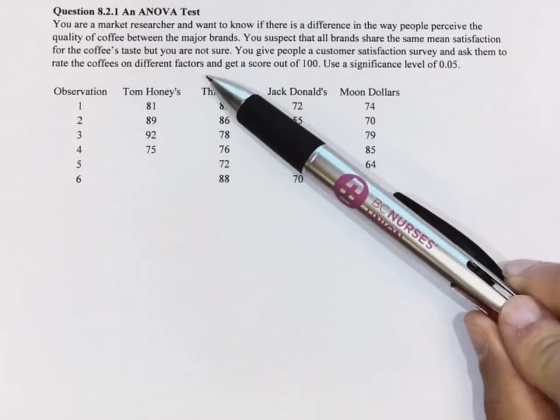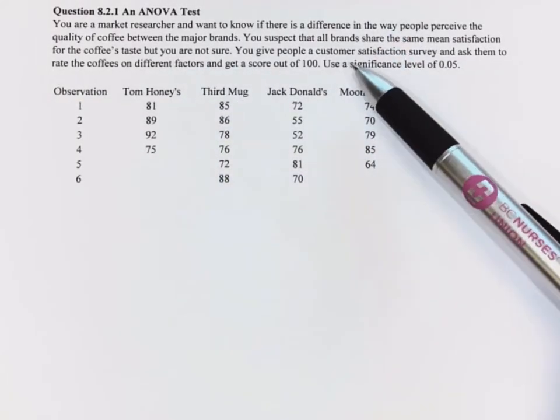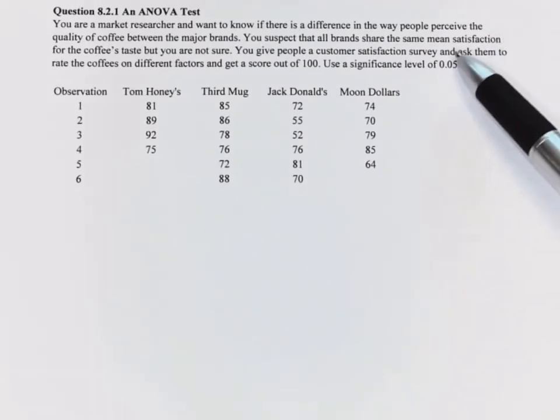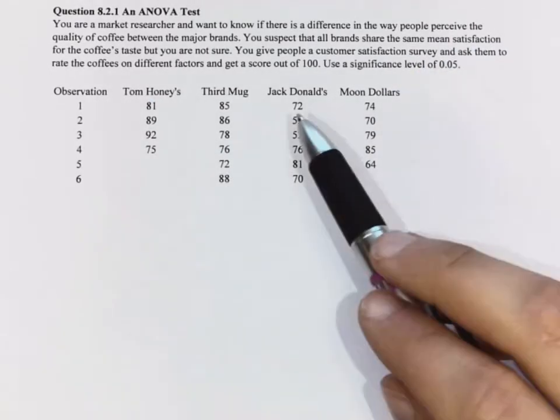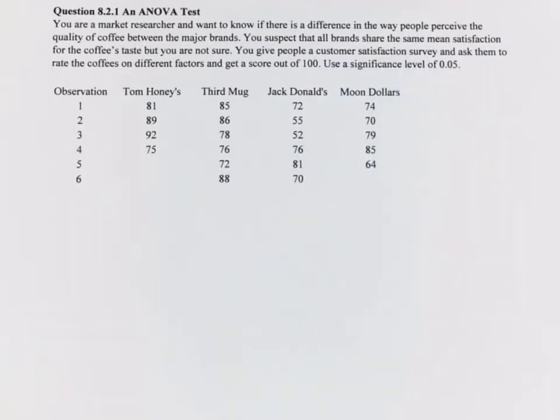We're now going to complete an ANOVA test. You are a market researcher and you want to know if there is a difference in the way people perceive the quality of coffee between the major brands. You suspect that all brands share the same mean satisfaction for the coffee's taste, but you are not sure. You give people a customer satisfaction survey and ask them to rate the coffees on different factors and get a score out of 100. Use significance level of 0.05.